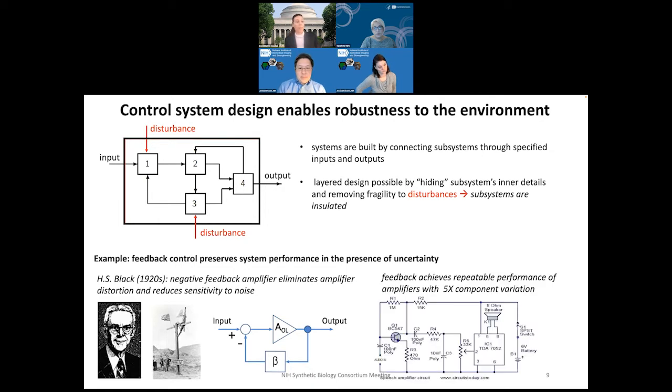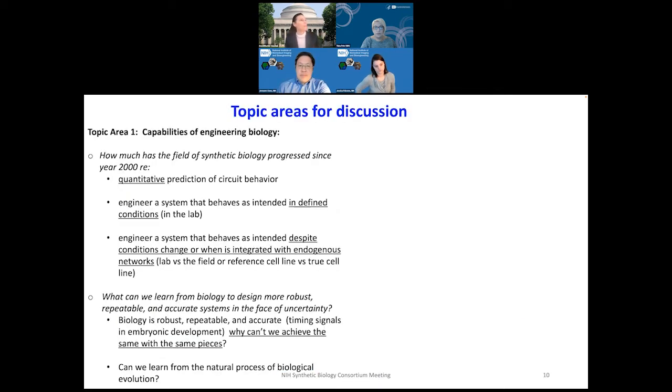Another example is the performance of amplifiers without feedback, which would be completely unrepeatable. Using the same amplifier in different applications will give you different outputs. In any case, I want now to introduce the two topic areas. So all this discussion is motivating the first topic area, on capabilities of engineering biology.